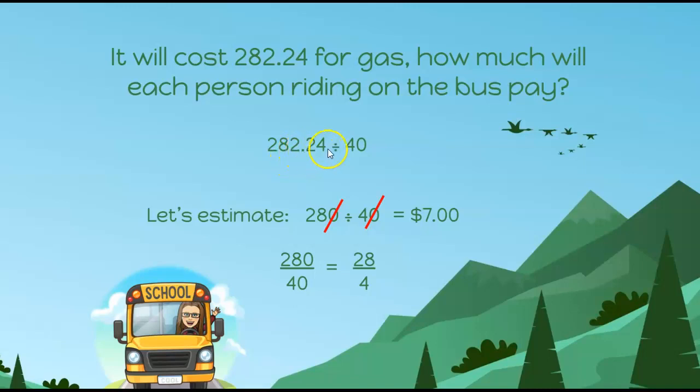But what about that $2.24? Well, if you take $2.24 and you divide it amongst 40 people, that's about 5 cents a person, because 5 times 4 is 20, 5 times 6 is 24. We don't quite get to 24, it's only 22. So it is halfway in between. And we would just put $7.05 or $7.06 on it.